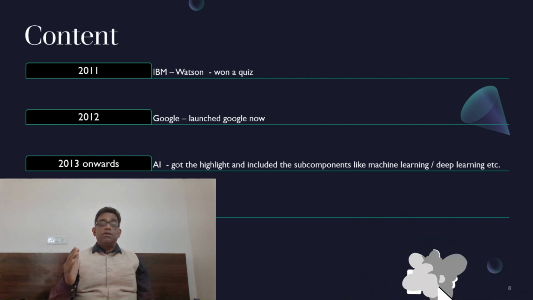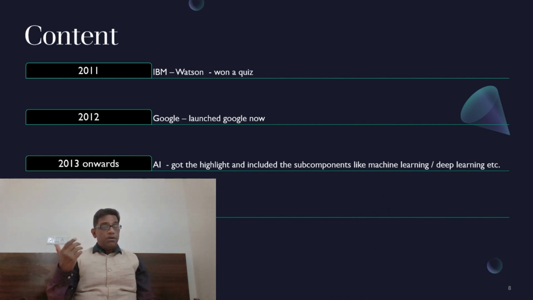So that completes the first video of this playlist. The title is History of Artificial Intelligence.